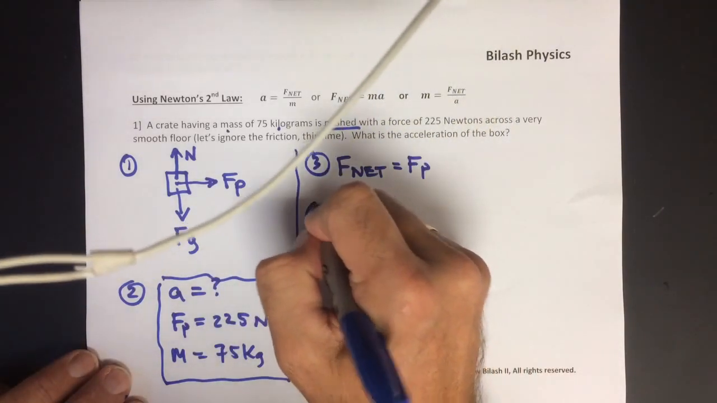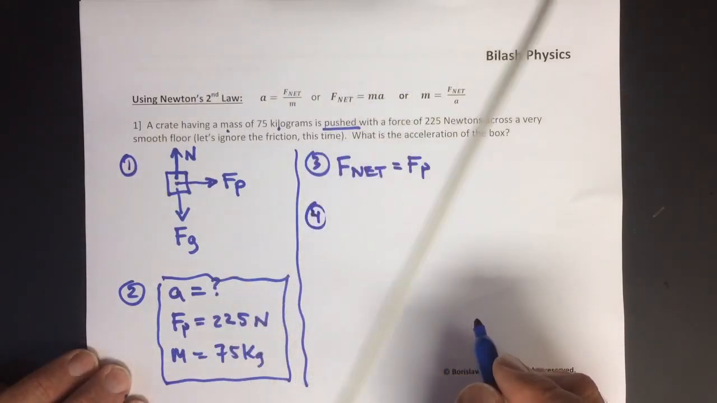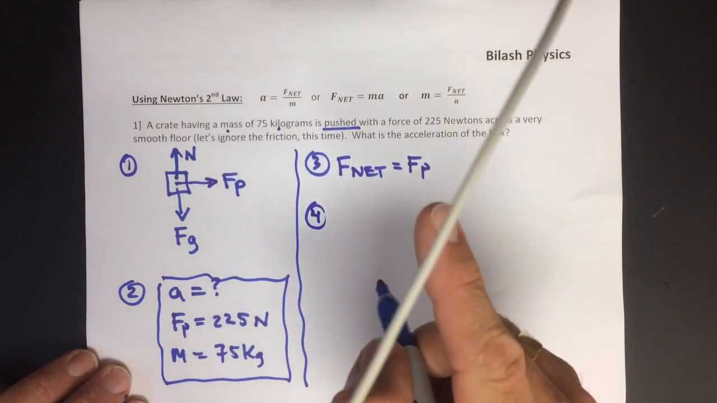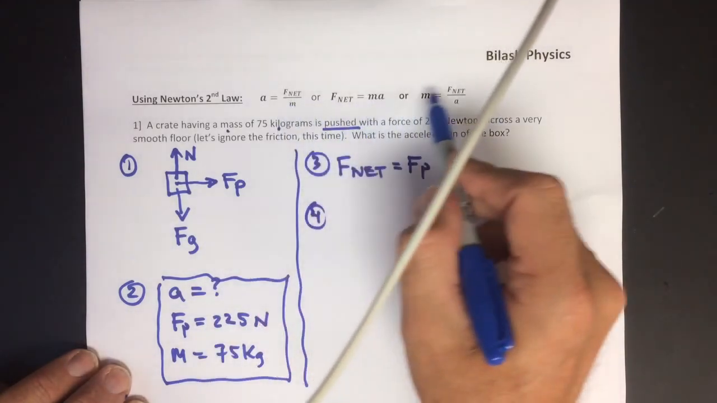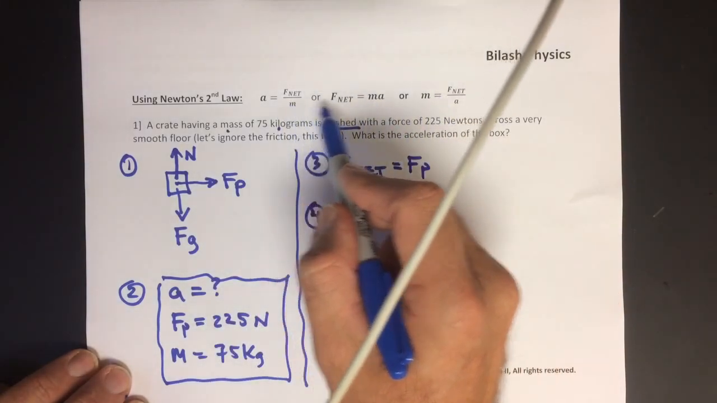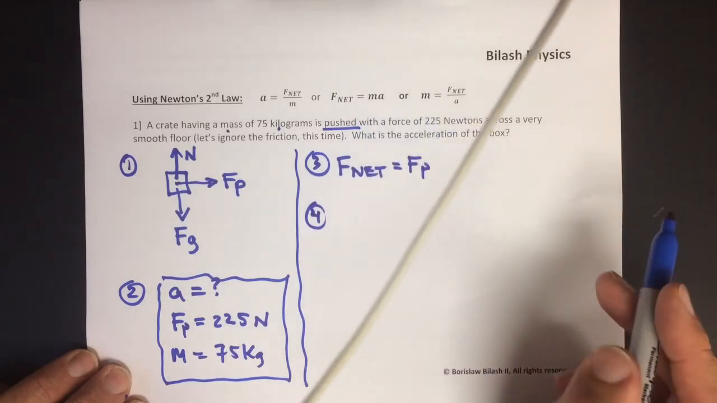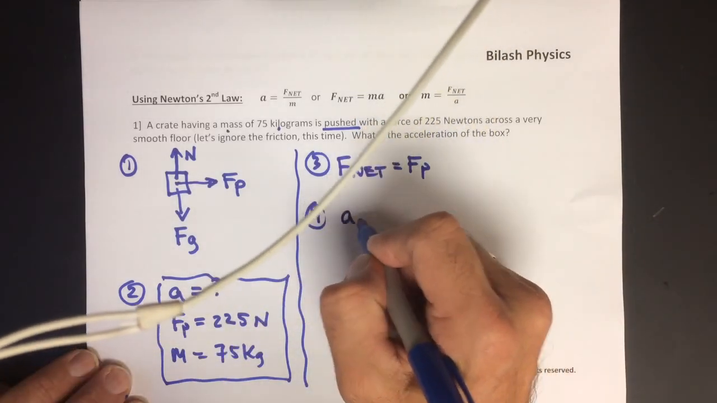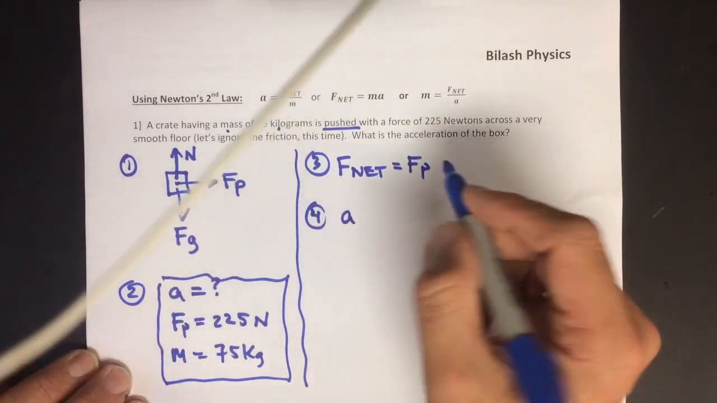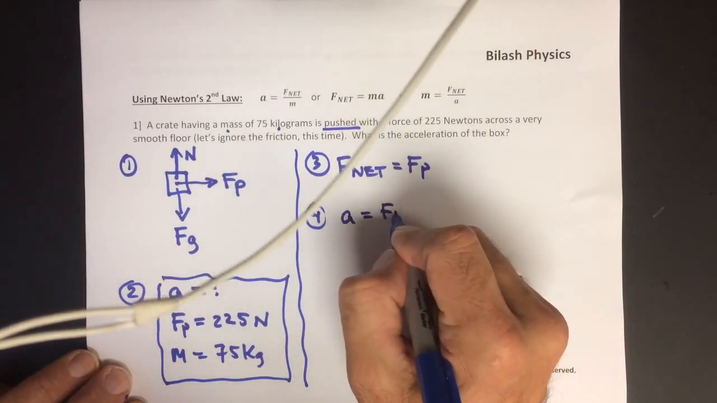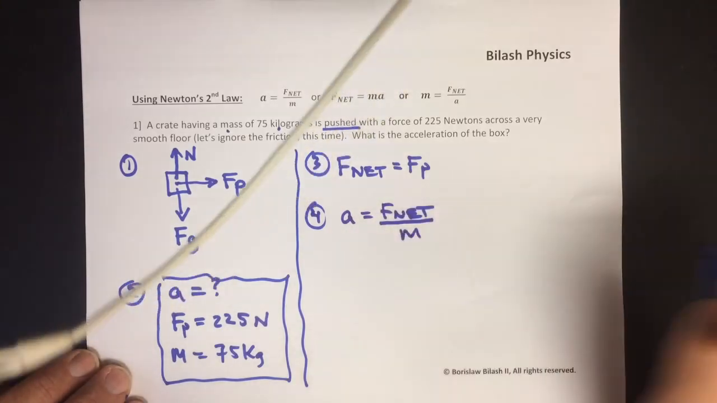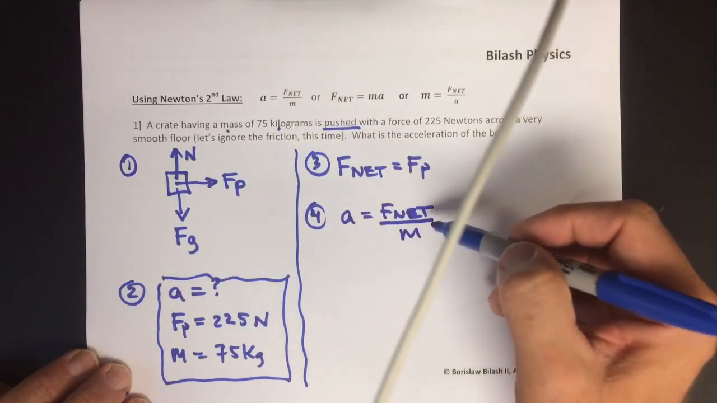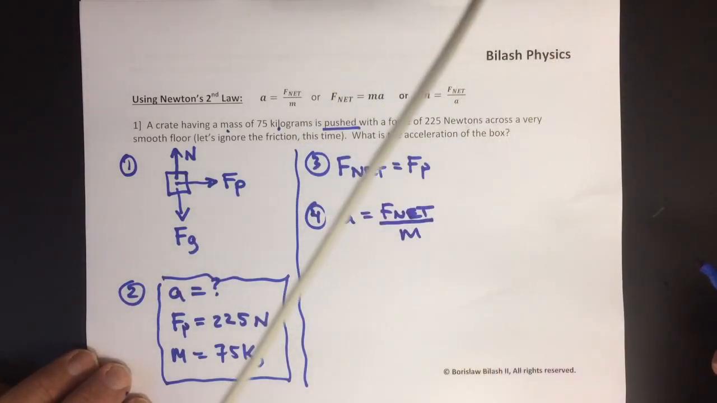Step four, I want you to find a formula that you can use to solve the problem. And here are our choices. It's the same formula, but this is written in three different ways. So we're going to use the first version of it. A is equal to F net divided by M. So step four, you're listing the equation.